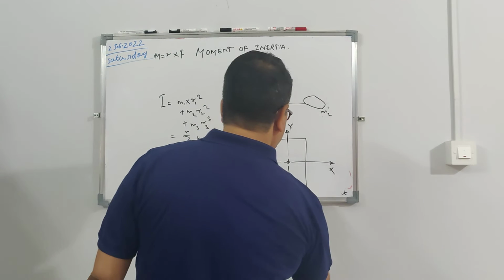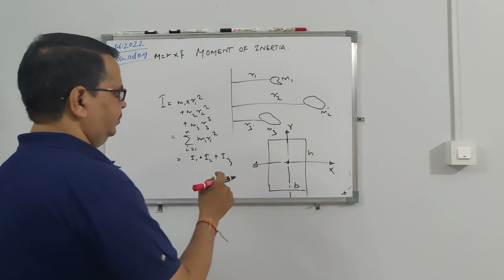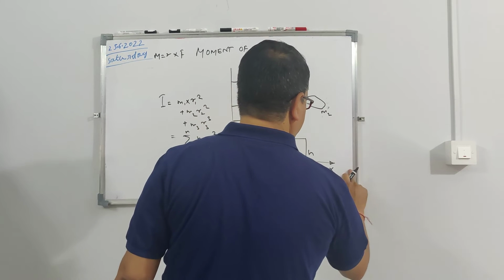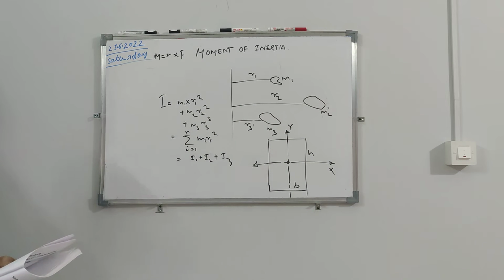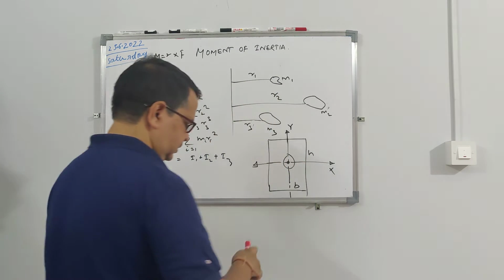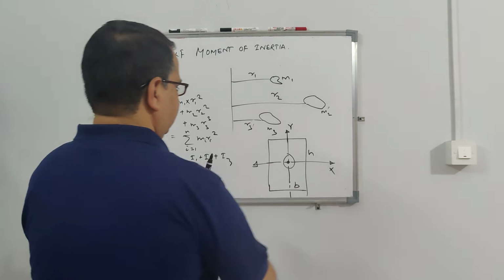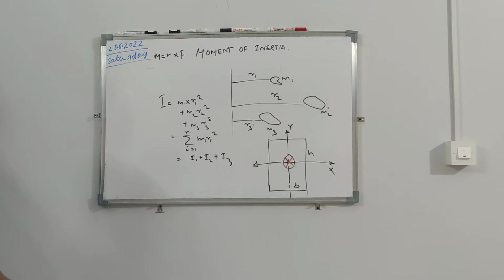So let us say this is the breadth and this is the height. So this is the x-axis, this is the y-axis, and you will have a z-axis like this, outward. We can put a cross, like normally you put it as an arrow.